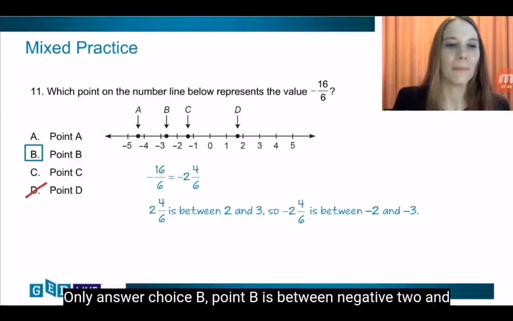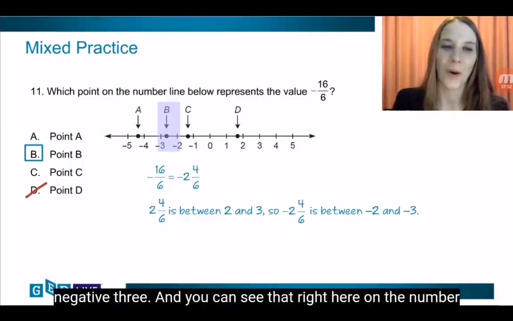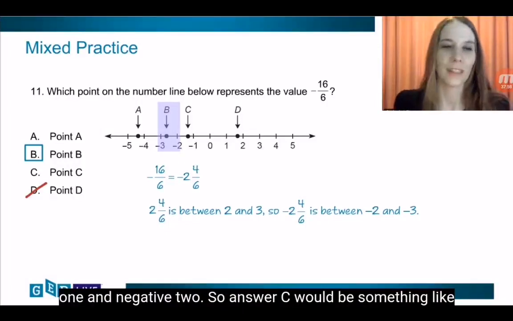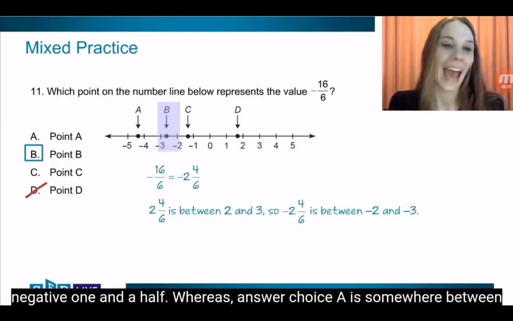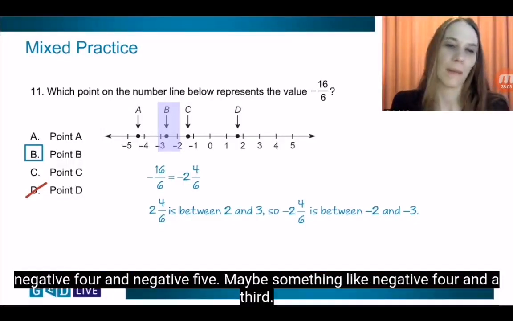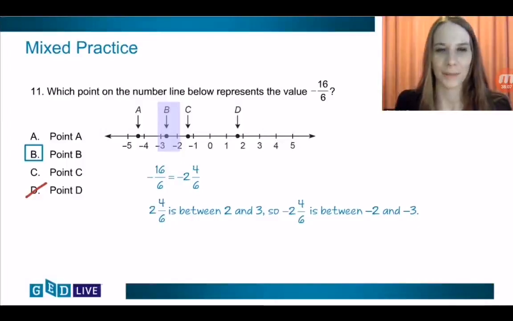Only answer choice B, point B, is between negative 2 and negative 3, and you can see that right here on the number line. Answer choice C, or point C, is somewhere between negative 1 and negative 2. So answer C would be something like negative 1.5, whereas answer choice A is somewhere between negative 4 and negative 5, maybe something like negative 4 1/3.